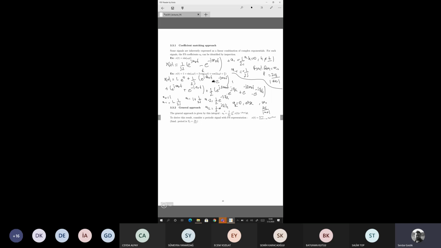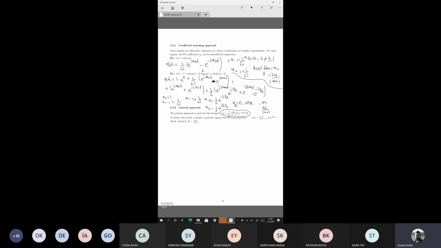So as a general approach, how can I find the coefficients ak? This is the way to obtain ak: 1 over t0 times the integral from 0 to t0, over one period, of x of t times e to the power minus j k omega 0 t dt. So you can put t0 here, over one period, since x of t is periodic, using the fundamental period. How to prove this?